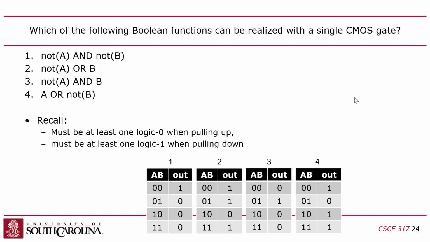And by the way, if you say not A and not B, if you remember De Morgan's law from 211, De Morgan's law says that's actually a NOR gate, that first option. So I kind of tricked you with that. That's actually just NOR at the top.